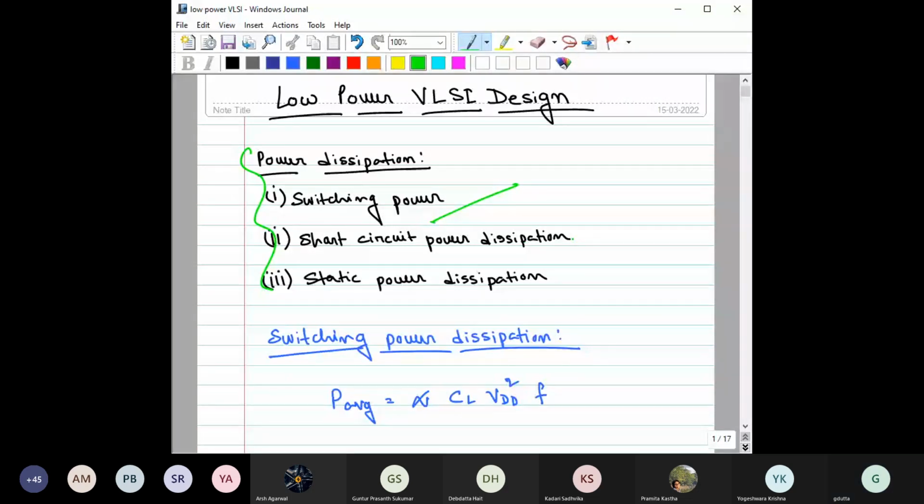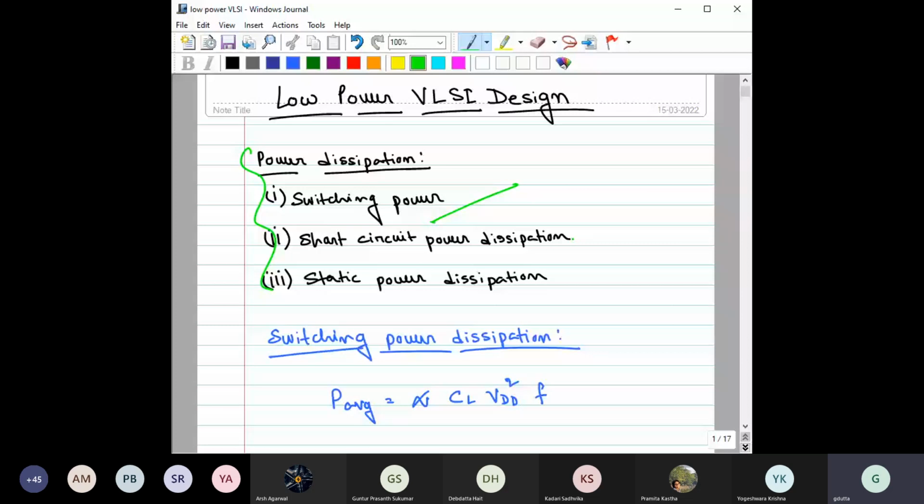The other one is the short circuit power. So switching power, all these things we have discussed before, and yesterday also. Short circuit power dissipation you also know, static power dissipation also you know. And in our discussion of switching power dissipation, we have seen that it is given by alpha into CL VDD square into F.